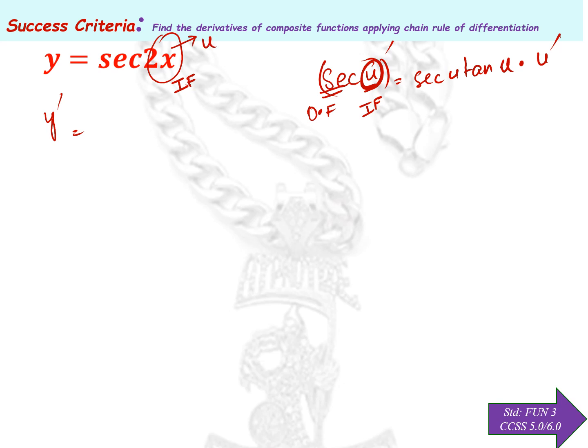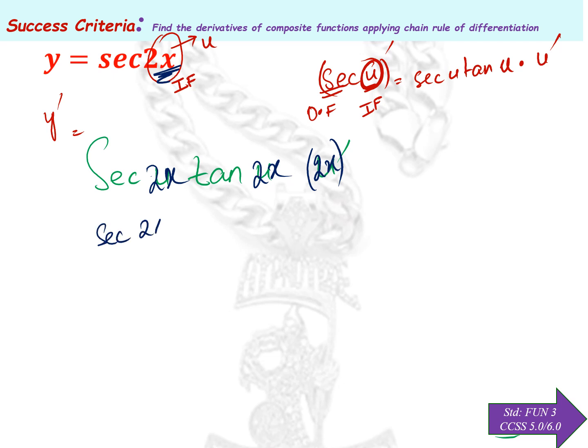Look here, I am trying to explain the formula: secant u, tangent u, and u prime. Now u means what? U means the inner function, right? So the inner function is 2x. So u means 2x. Here u again, so it is 2x. And here u again, it means 2x with prime. So what will we do? It will give us secant 2x, tangent 2x, and the derivative of 2x is 2. So I am writing it in the start.